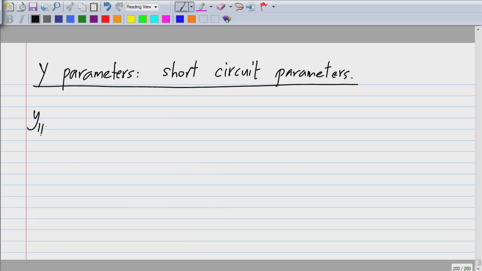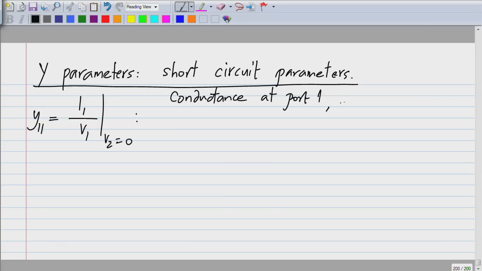So Y11 is I1 by V1 with V2 set to 0. And what is I1 by V1? It is the current going into port 1 divided by the voltage applied at the same port. So if you apply a voltage between some pair of terminals and measure a current through the same pair of terminals, it is like measuring the resistance or conductance across that pair of terminals. So this is nothing but the conductance at port 1 with port 2 short circuited.